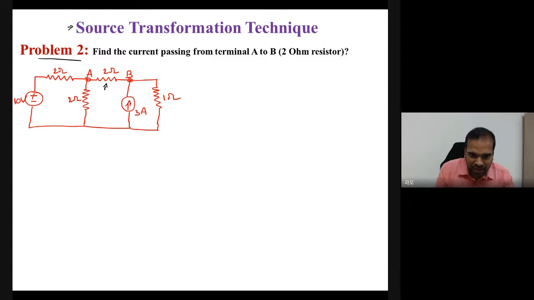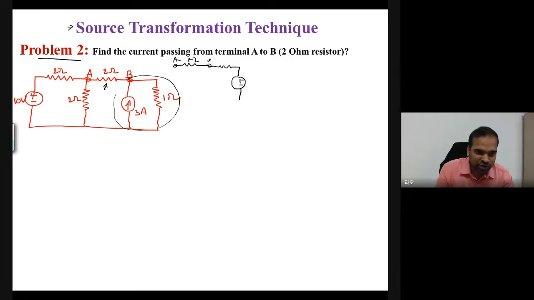Now see, this is a current source connected in parallel with its internal resistance, right? Here I can transform from current source to voltage source. Then you will have a 2 ohm resistor here, and of course you should not change this one. Now after transforming, you will get one resistor and a voltage source. Clear?